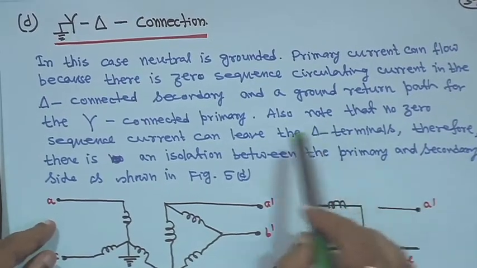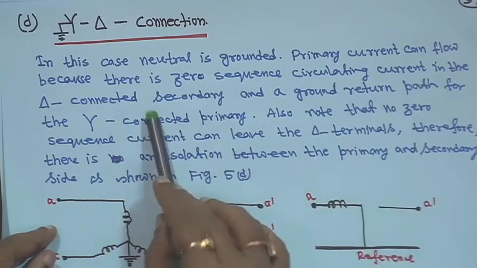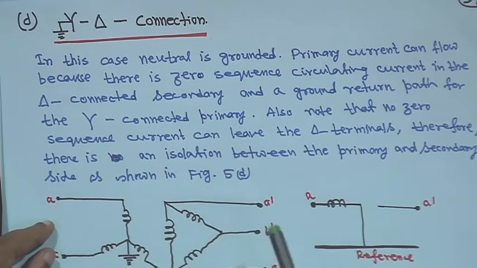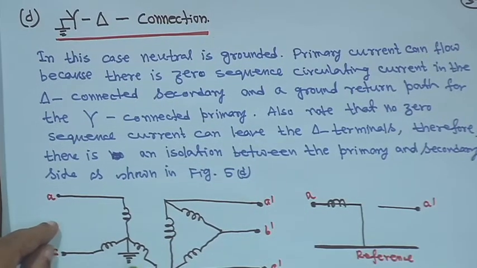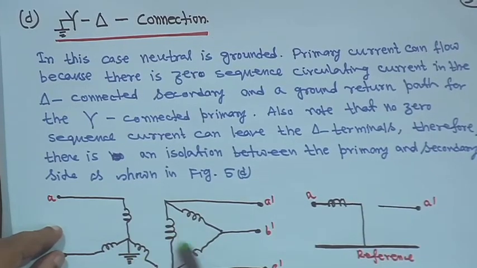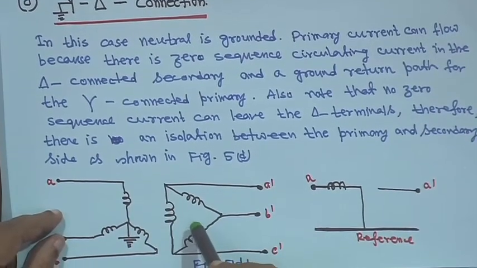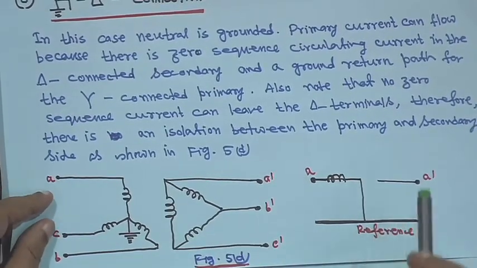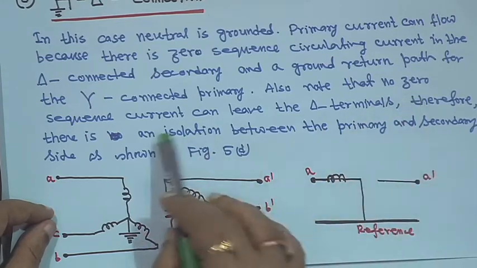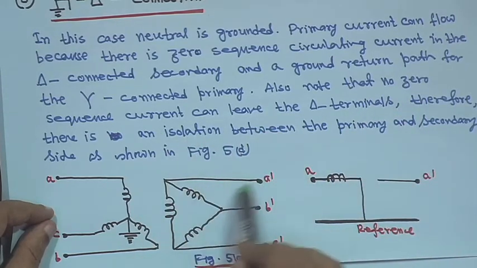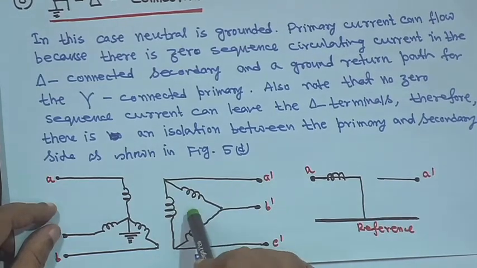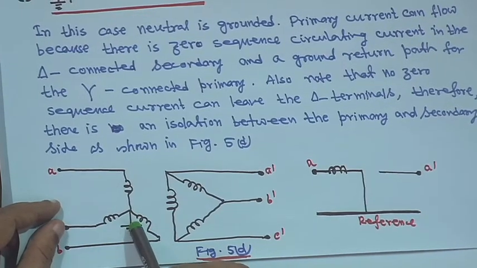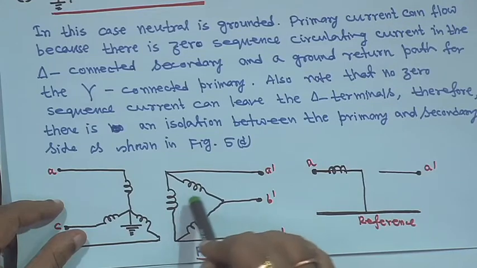So, in this case there is a zero sequence circulating current in the delta connected secondary and a ground return path for the star connected primary. That means your neutral is grounded on this primary side, so this current can flow, because there will be a circulating current inside the delta, right. Also note that no zero sequence current can leave the delta terminal, because it is a circulating current. That means this zero sequence current can flow if the neutral is grounded on the primary side, because the circulating zero sequence current is there in the delta.